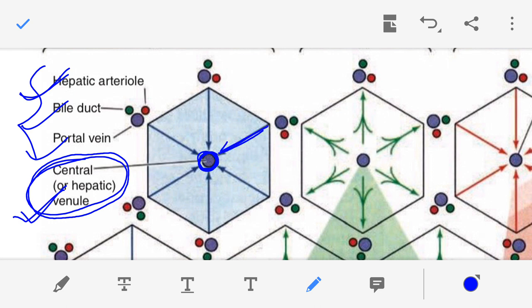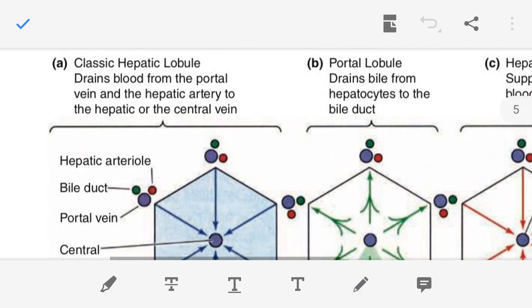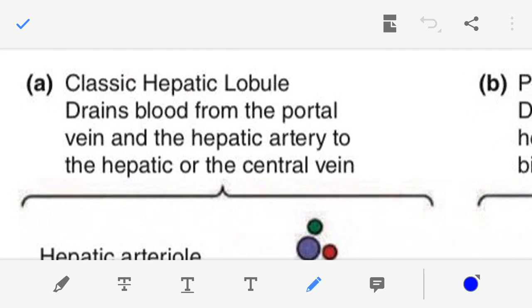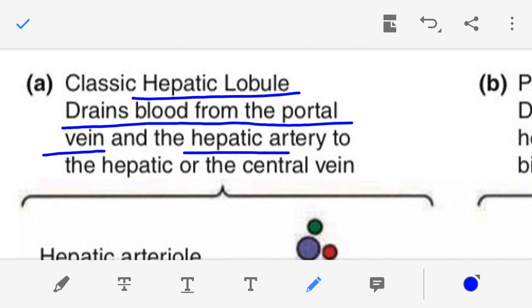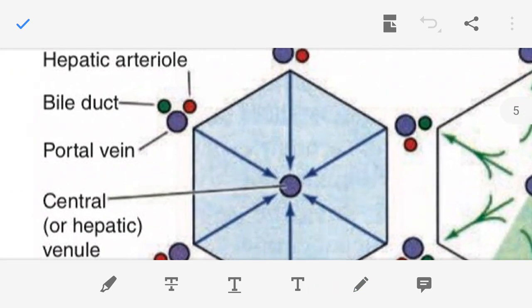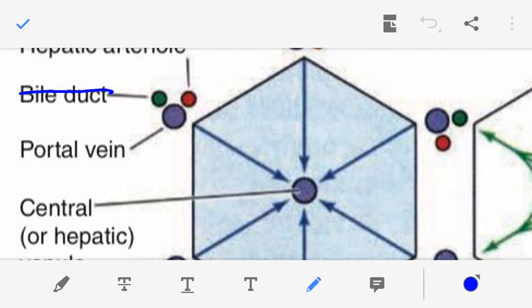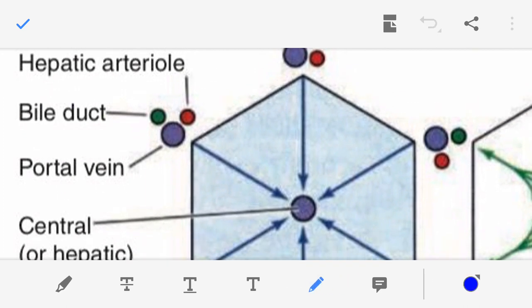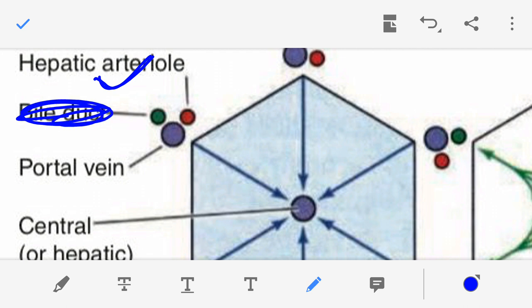And why are they showing these arrows? What is the reason? See, the hepatic lobule drains blood from the portal vein and the hepatic artery to the hepatic, or the central vein. So now forget about this bile duct and focus on the portal vein and hepatic arteriole. I am canceling this bile duct, and we are focusing on the hepatic portal vein and hepatic arteriole, and in the center this is the central vein.